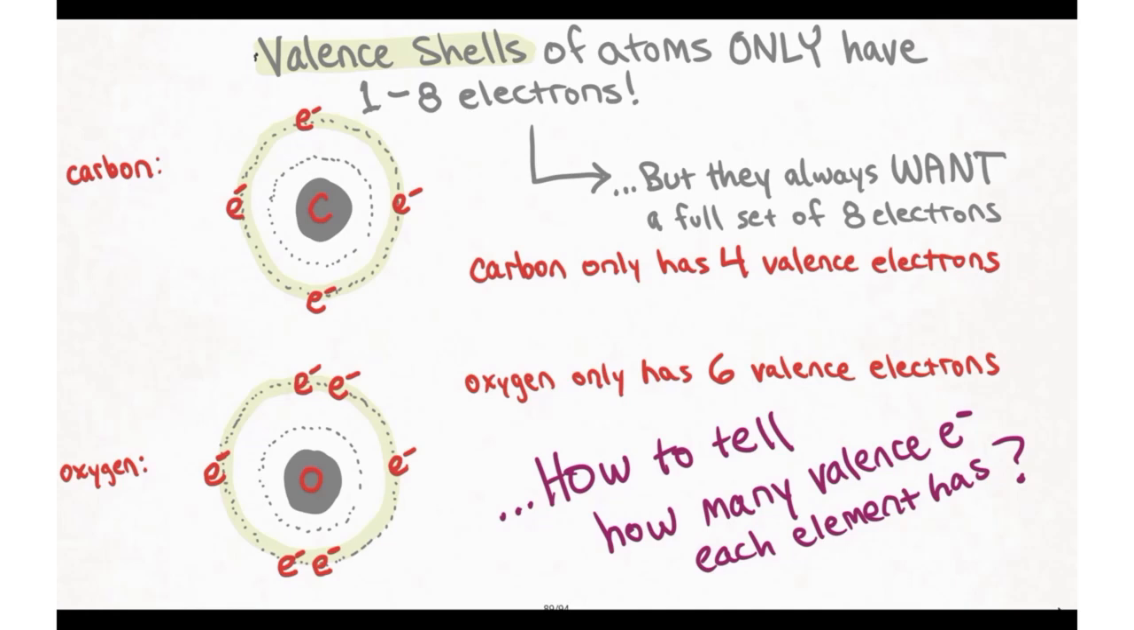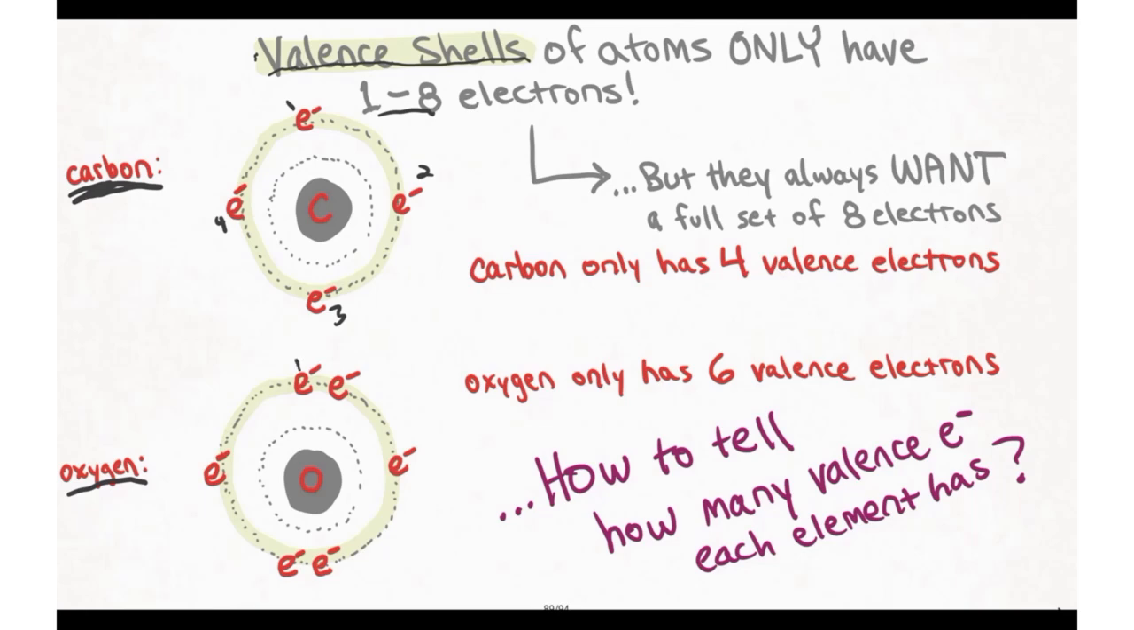So the valence shells, and remember this is from part 1 and part 2 of this series. So if you need to go back and refresh real quick, you can just go do that and come back. But the valence shells, the outermost shells of the electron orbitals, they only can have 1 through 8 electrons. You cannot have 9 electrons in your valence shell. You can only have 8 electrons. But they always want a full set of 8 electrons. So like carbon, carbon only has 1, 2, 3, 4 electrons in its valence shell, but it always dreams about winning the lottery and having 8 electrons in its valence shell.